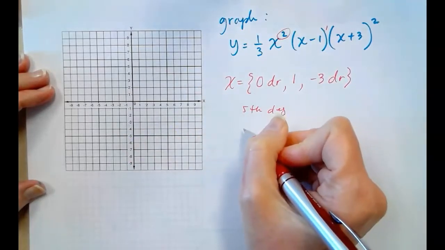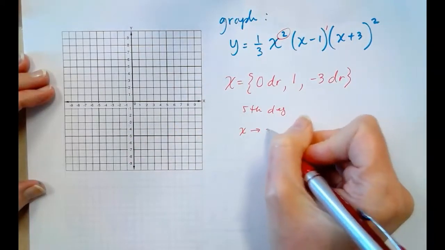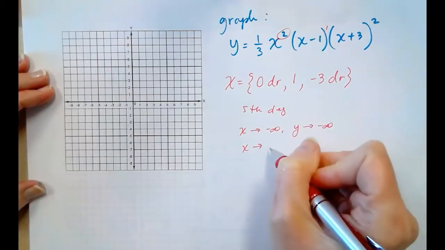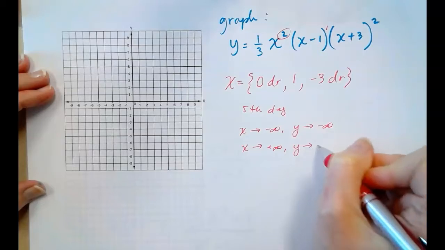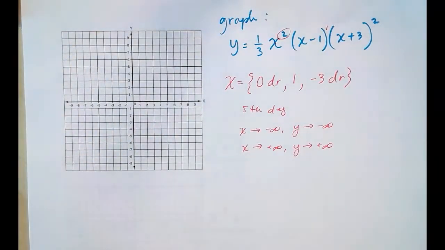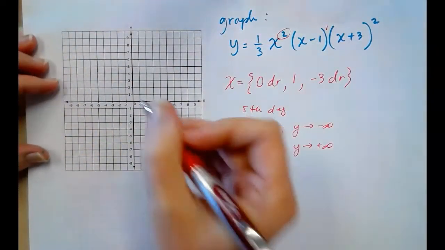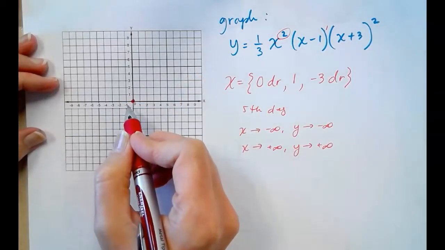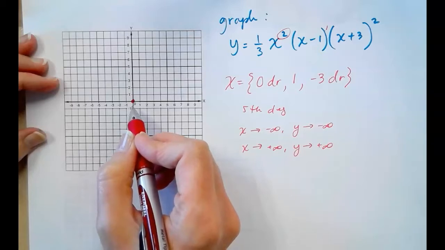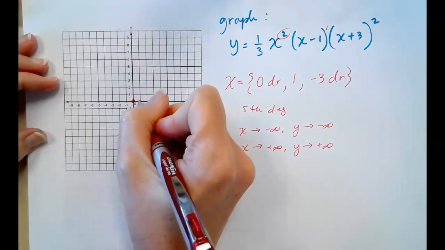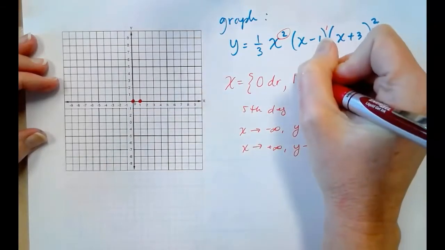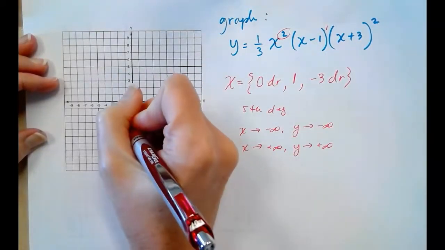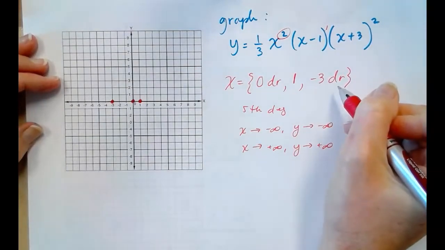So that means as far as end behavior, as x approaches -infinity, y approaches -infinity. As x approaches positive infinity, y approaches positive infinity. Increasing function overall. So let's plot these zeros and then let's talk about them. If we have a double root at 0, then the graph is going to bounce at 0. We also pass through 1, but we will cross at 1 because it has a single root. And then we also have a double root at -3, so it is going to bounce at -3.